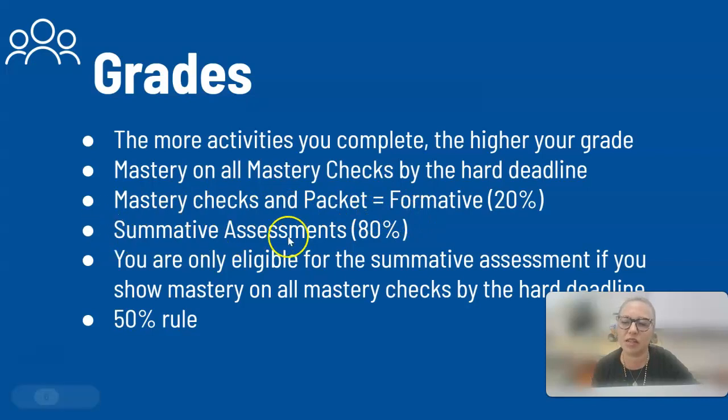The summative assessment itself is that assessment of learning what skills you have achieved by the end of a unit, and so that's worth 80%. It's worth the bulk of your grade. And a reminder that you're only eligible for that summative assessment if you show mastery on all mastery checks by the hard deadline. If you don't, your grade will turn to 50%. I don't give zeros. So your summative assessment score that you would be ineligible for if you don't finish the mastery checks by the hard deadline would turn to 50%.